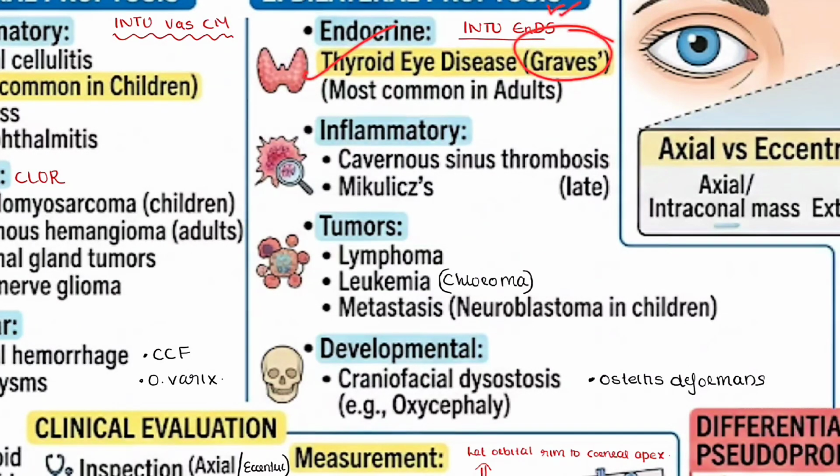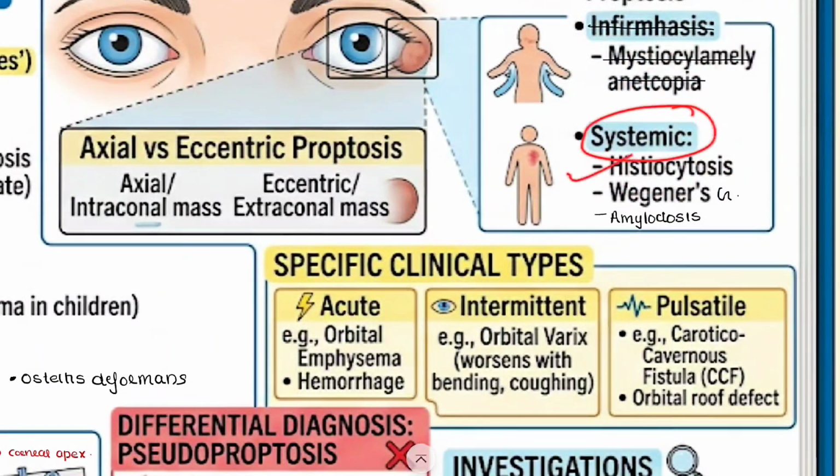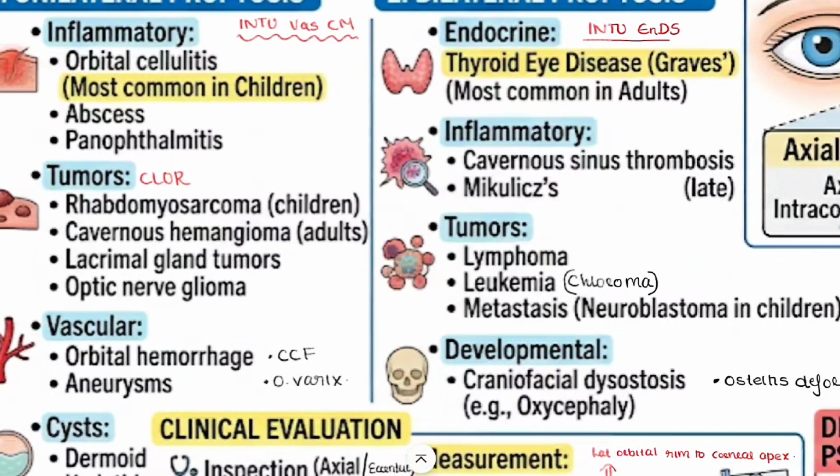D is developmental, that is craniofacial dysostosis, mainly oxycephaly, or osteitis deformans, which can cause bilateral proptosis. And S is the systemic cause, that is histiocytosis, Wegener's granulomatosis and amyloidosis, which can also cause bilateral proptosis. So just remember for the causes, this is a very important question: INTU CM and INTU ENS. Inflammatory, tumor, endocrine, developmental and systemic.